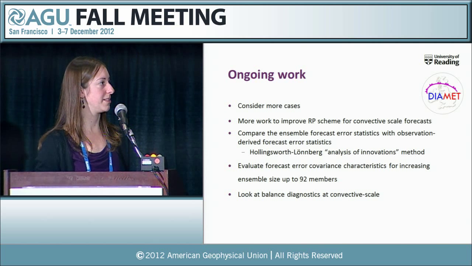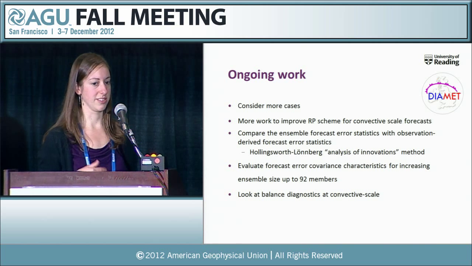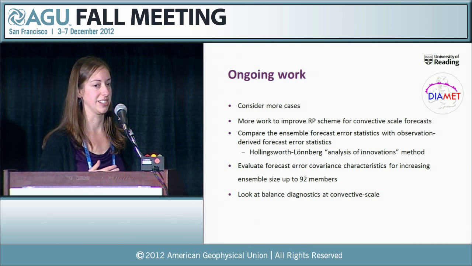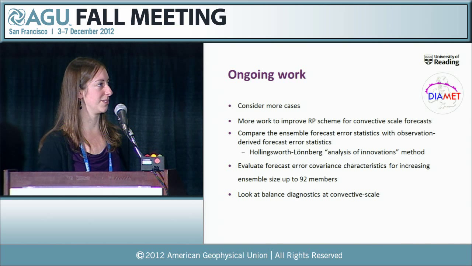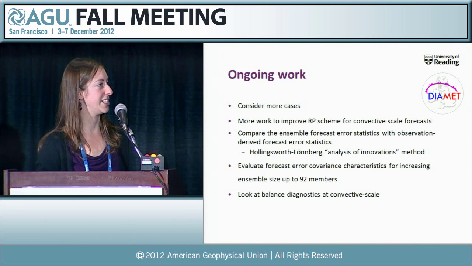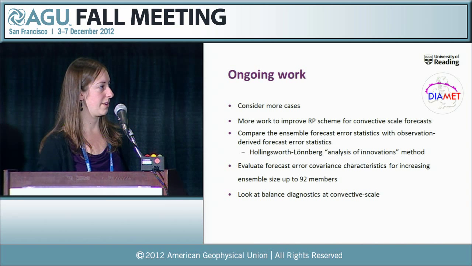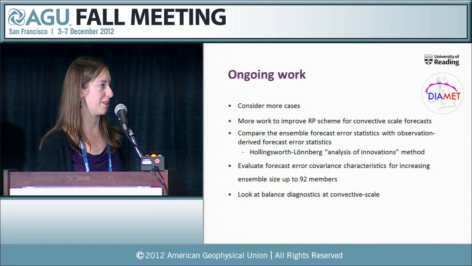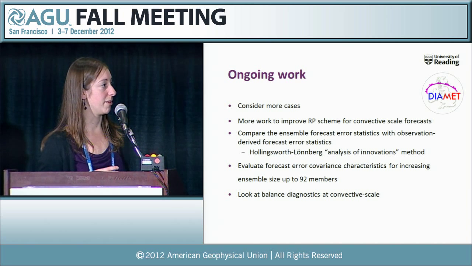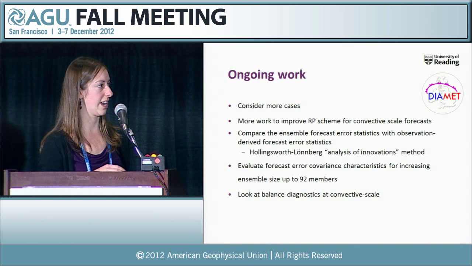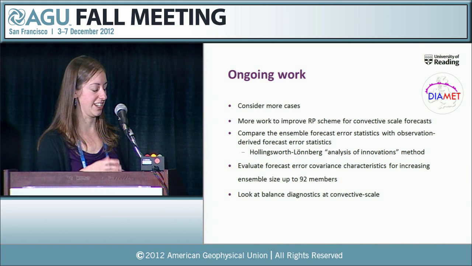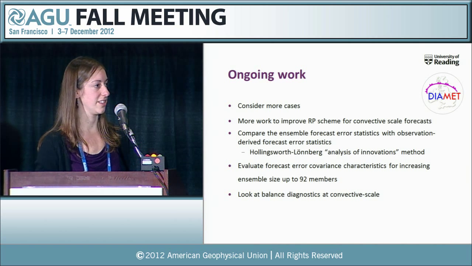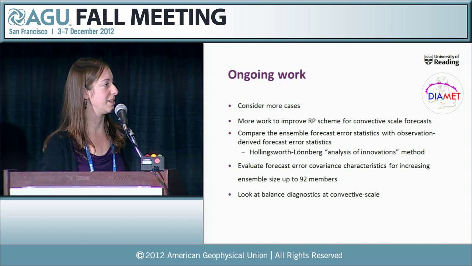Things we aim to do in the future are to use the extra observation data that I mentioned from the Diamet field campaign to compare our ensemble statistics with information from the observations. We've also run a large, 92-member plus the control ensemble, and we're using this to look at how the error covariance statistics change with increasing the ensemble size, to see whether they converge somewhere before 92 members.